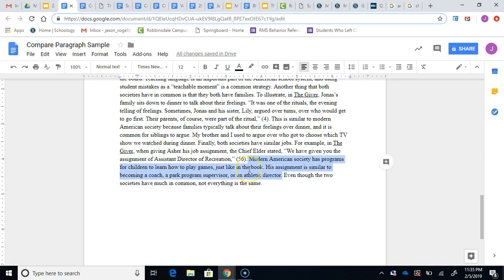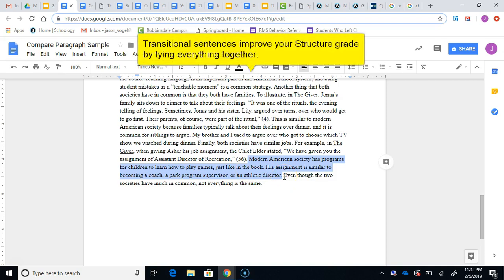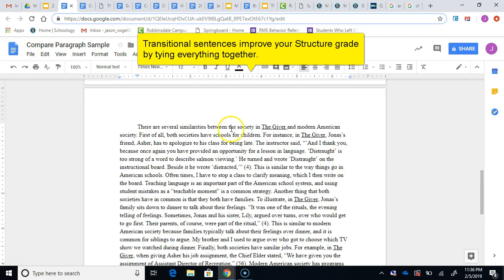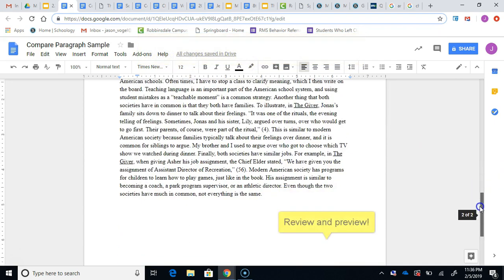Now that I've given my 3 comparisons, I need to transition into my contrast paragraph with a transitional sentence. Even though the two societies have much in common, not everything is the same. So I'm reviewing the fact that I was talking about similarities in this paragraph and previewing that I'm about to talk about things that are not the same. So it's a review and preview.